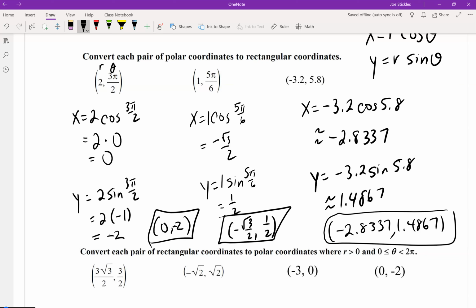Again, converting from polar to rectangular, pretty straightforward, right? Just got to plug the points in. You got to plug the r value in, plug the theta value in, and you're done. That gives you your x and your y.